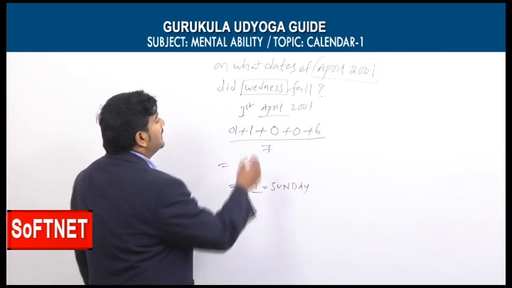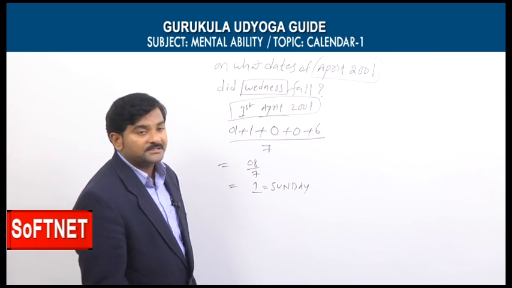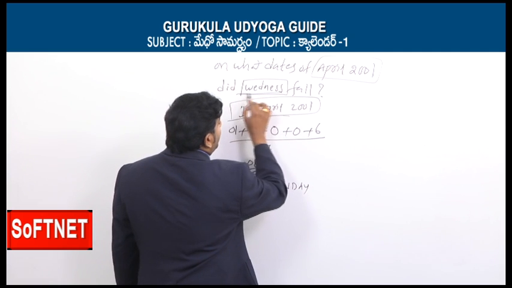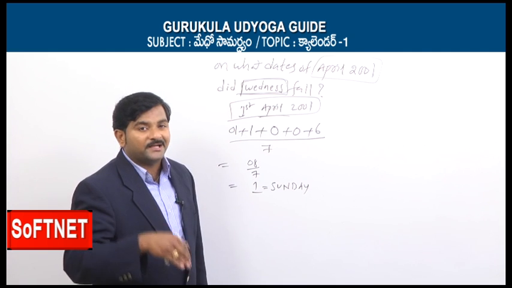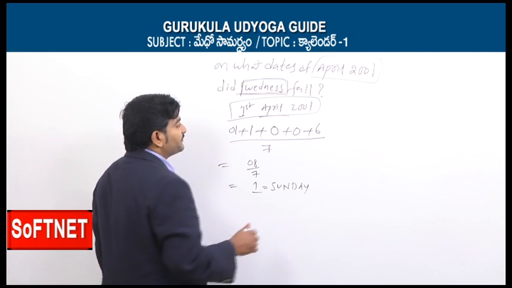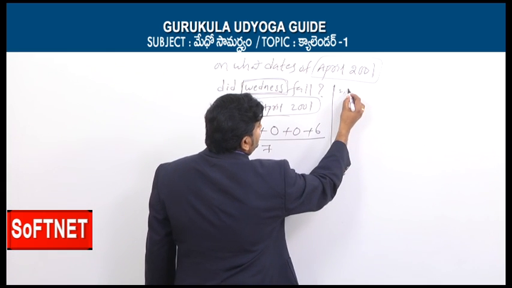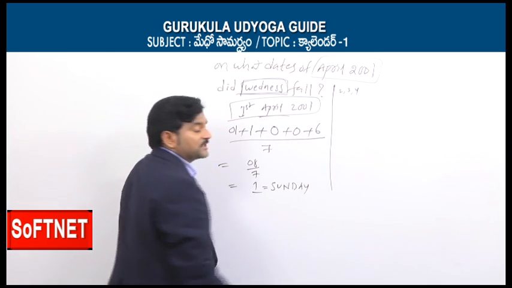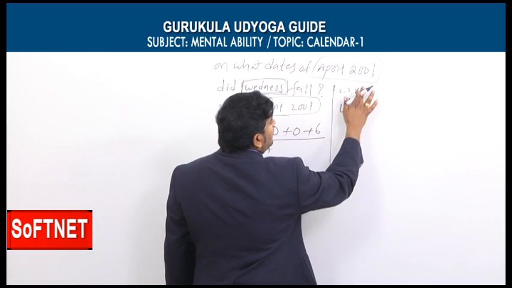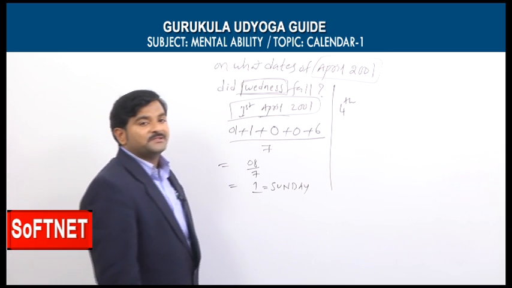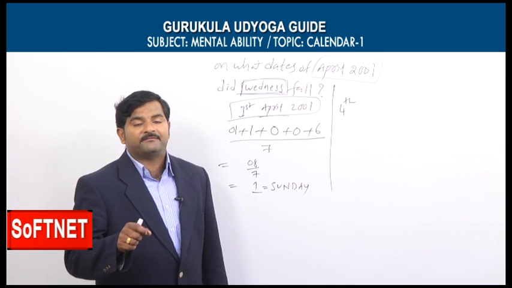This day means which day? April 1st is Sunday. But what was he asked to find? On what dates did Wednesday fall? So what does it mean? Since the first is Sunday, the second is Monday, the third is Tuesday, the fourth is Wednesday. In that April month, the first Wednesday comes on the 4th. And we know one more thing: a week has 7 days.